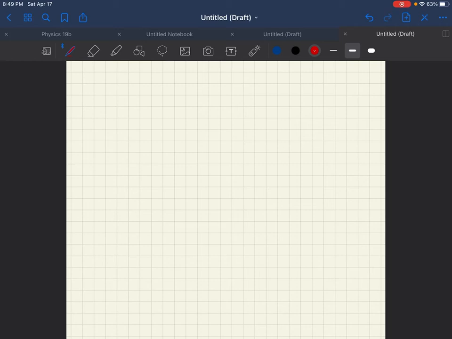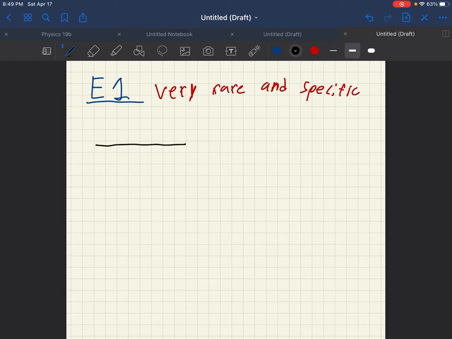I'm also going to go over E1 real quick because, it doesn't happen many times, but I'm just going to lump it in here with them. So E1, very rare, a very, very specific set of conditions for this to happen.